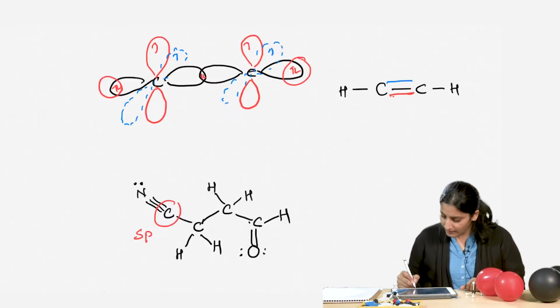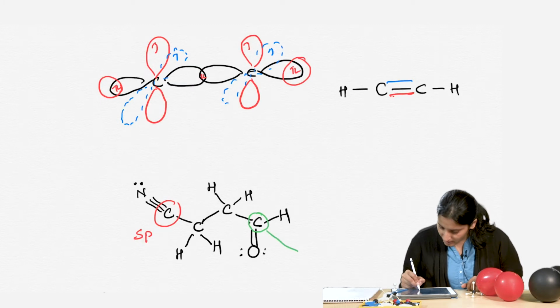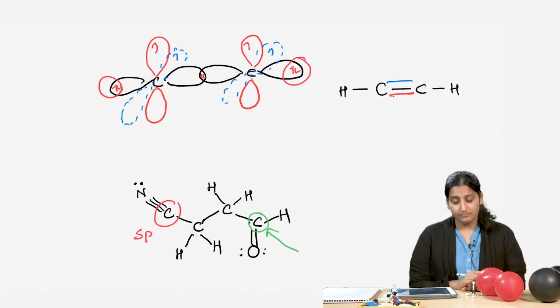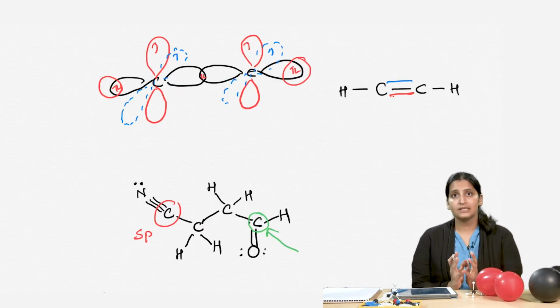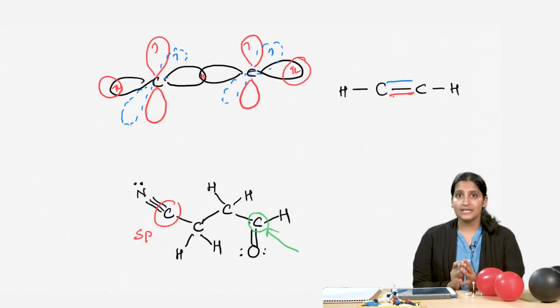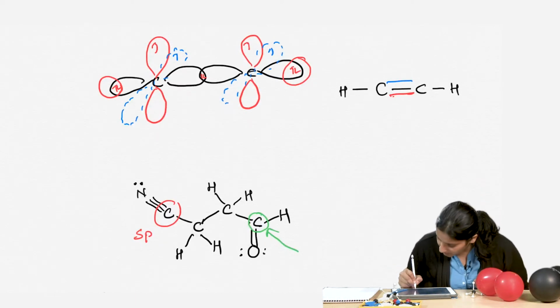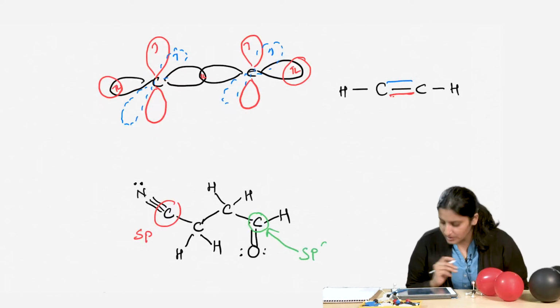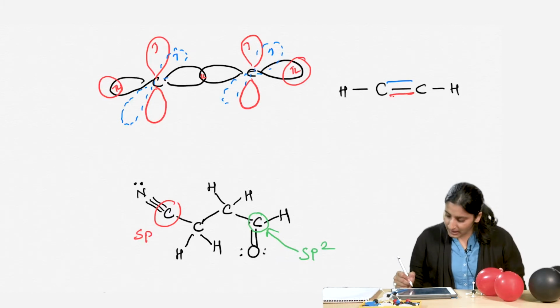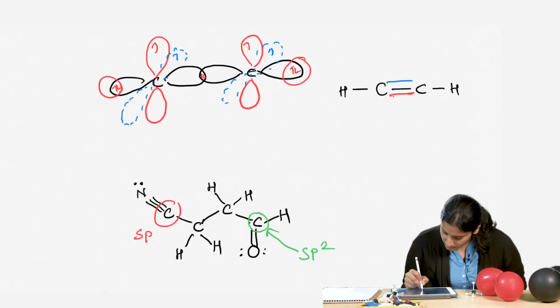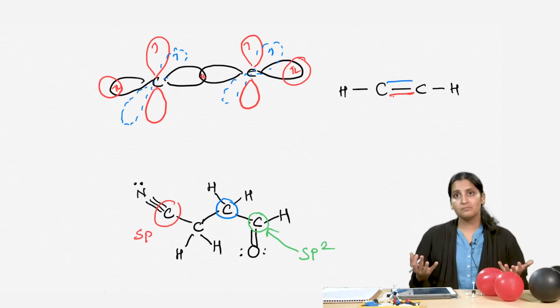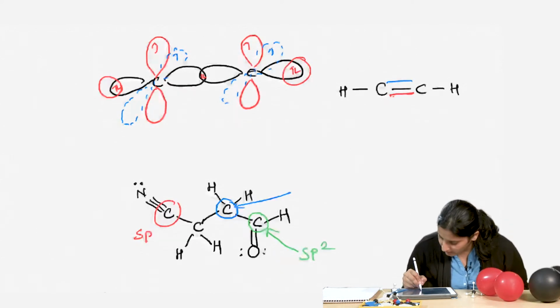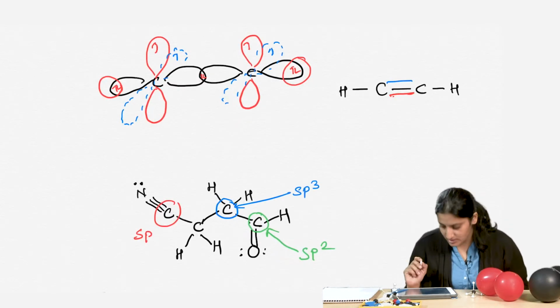On the other hand, if I take this carbon here, this carbon is forming 3 sigma bonds and 1 pi bond. In order to achieve 3 sigma bonds, it needs to have sp2 hybridization. So, I am going to write down sp2 here, and in fact, these middle carbons, as you can see, are forming 4 sigma bonds. So, they will be sp3 hybridized.